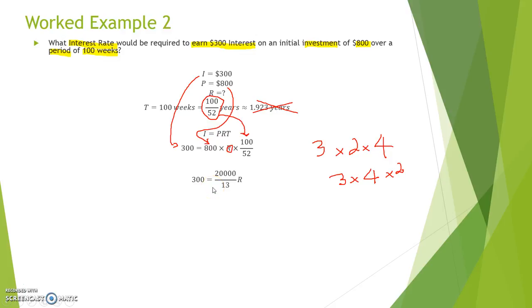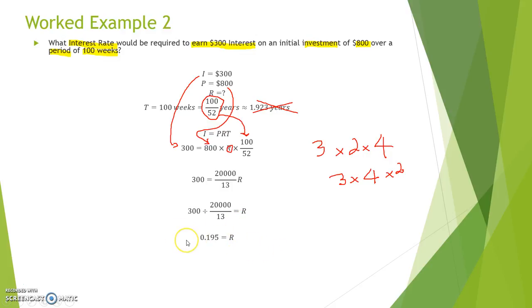Now it looks like a bit of a messy fraction, but it's much neater than the decimal answer that it would come up with. That's multiplied by R. As we learned last time, to isolate or get the R as our unknown, we need to use the inverse operation. So that's multiplying by that fraction. We need to divide by that fraction over here. So 300 divided by that fraction, like so, which equals R. And that comes to 0.195.